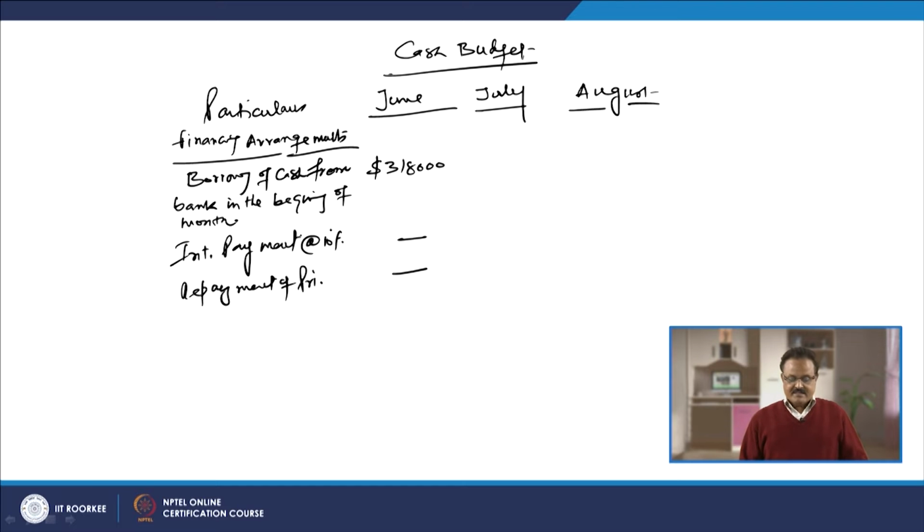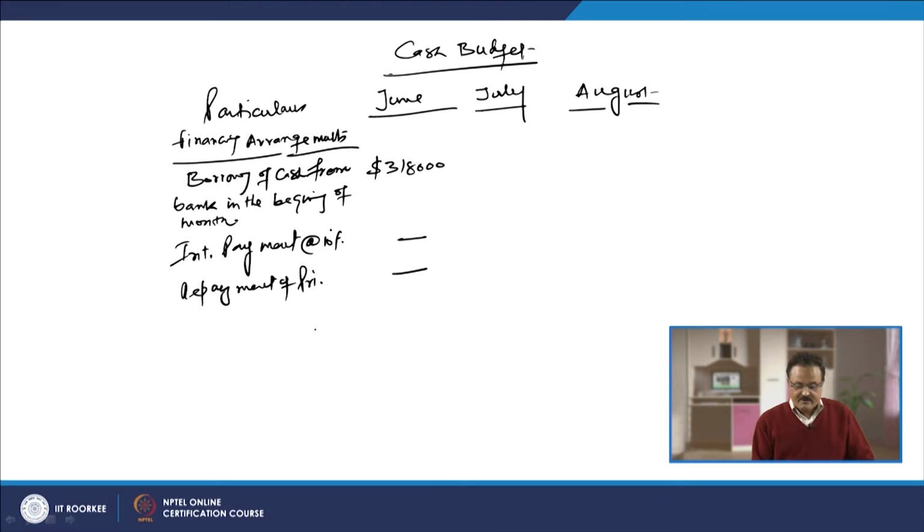So we are not going to put any figures in these columns here, but we have to make the columns, because in the month of July there may be surplus. Then we will not have to borrow, we will put a dash here, and we will have to return because we have the surplus cash. We will use that surplus cash for making the payment back to the bank. Then we will calculate the interest and the principal payment, put the figures here, and find out the closing cash balance, right.